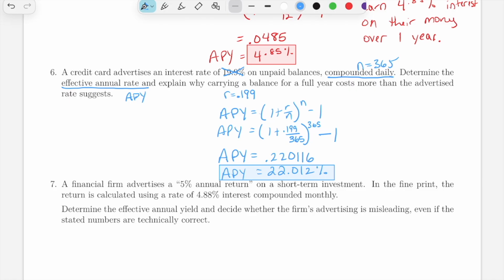idea of compounding. So if you had two credit cards and one of them said simple interest rate of 22% and one of them said, hey, we have a 19.9% compounded daily, a lot of people might be swayed to go to the lower interest rate because they see lower rates, that's better. But really, they would actually be the same.